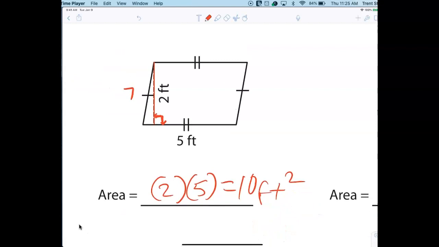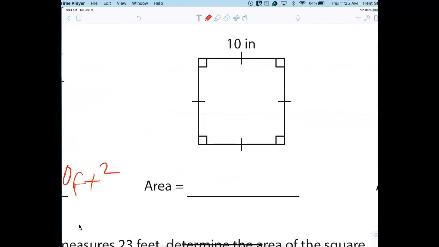I think I like the next one. All right, here we go. Area is 10 squared. No, it's not 20. 100. That's what it says. 100 what? Inches squared. 100 inches squared.